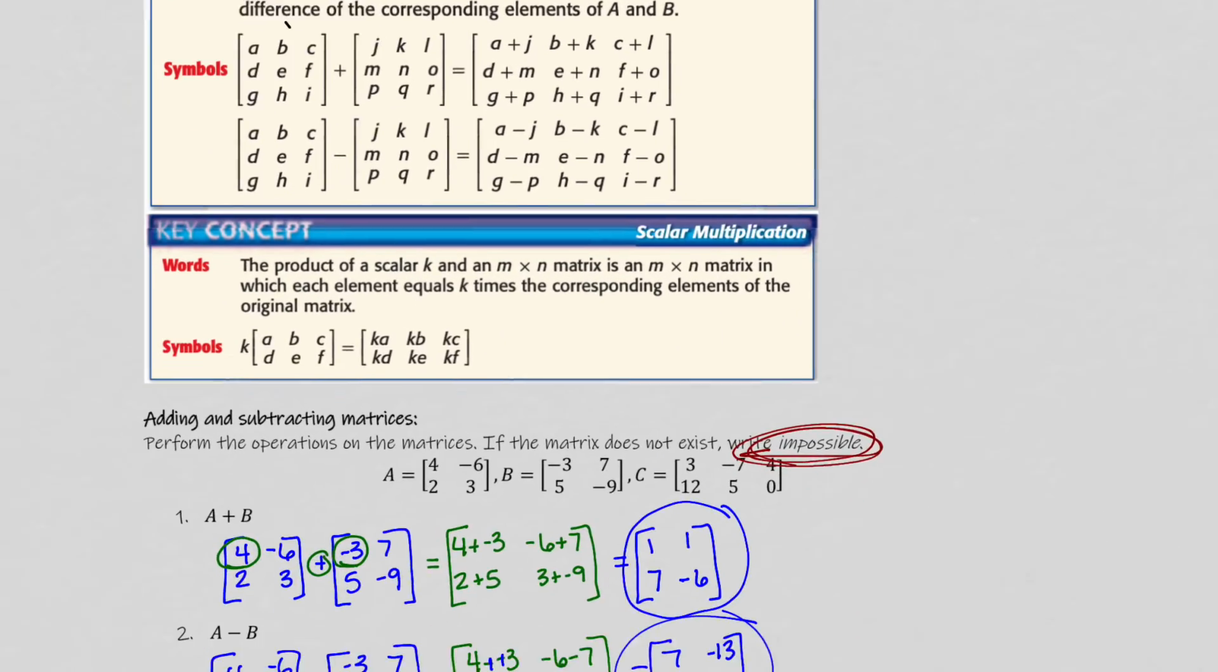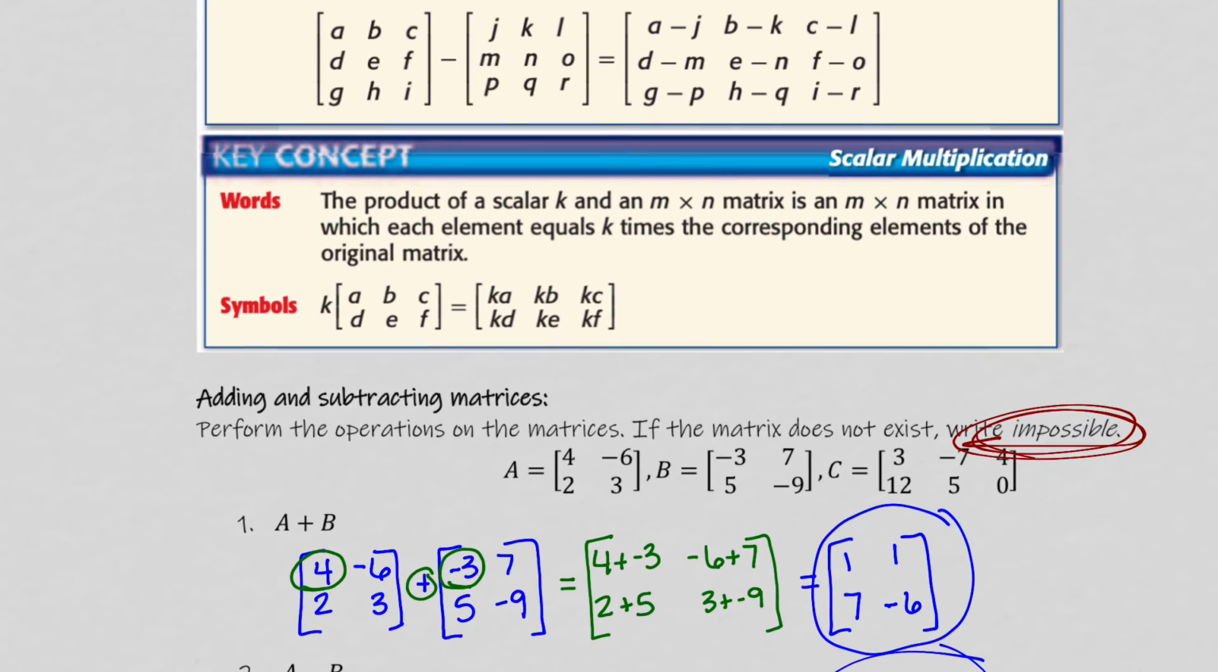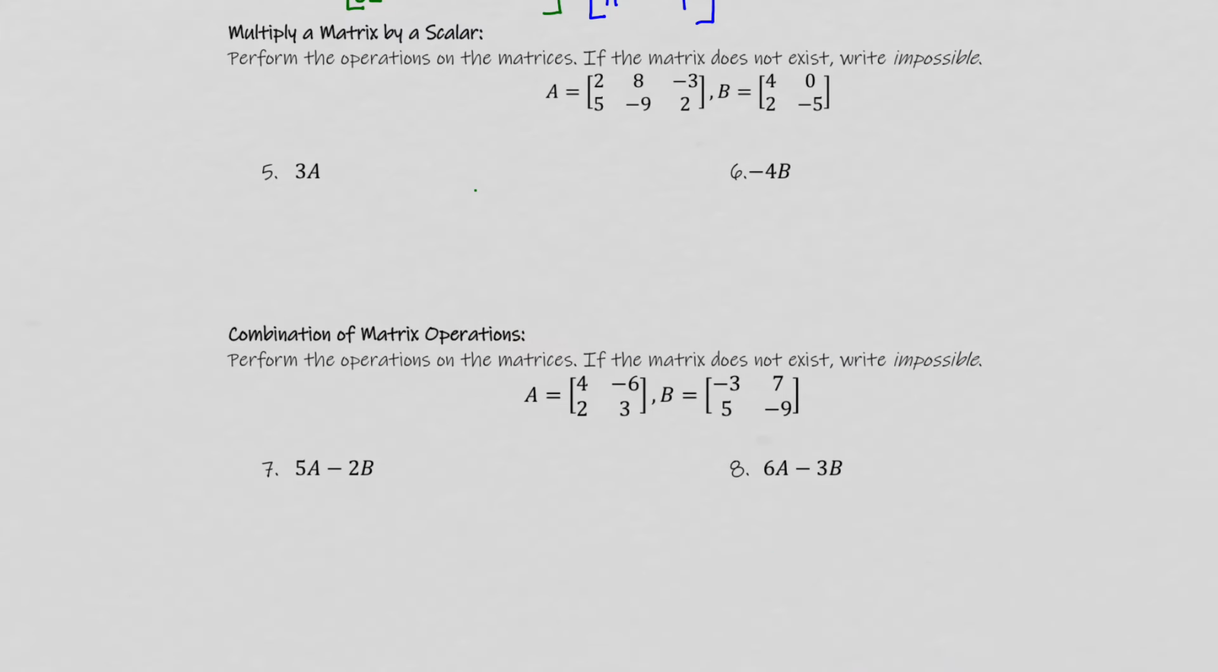So if you look down here at this core concept, if K was my constant, you take it and you multiply every single term inside the matrix by that constant, and you get a new matrix. Okay? That's all that changes. So let's go over to where those problems start on the next page, number 5 and 6.